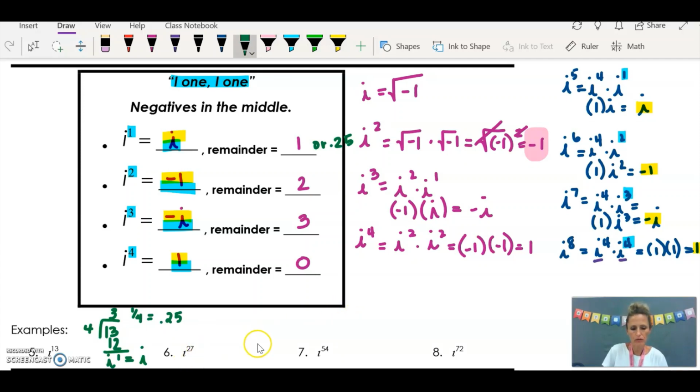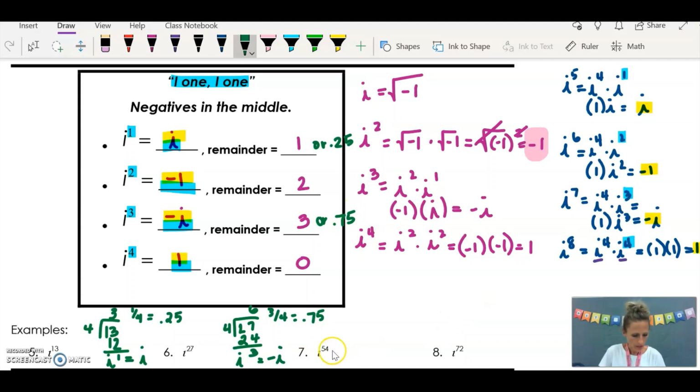So let's look at the next one, 27. We want to know how many groups of 4 and then what's left over. 27 divided by 4. 4 goes into 27 6 times. 6 times 4 is 24 with a remainder of 3. So you've got a remainder of 3, or basically i to the 3rd, and i to the 3rd is -i. If you were doing this with your calculator, you would have 3/4 left over. The decimal you would see would be 0.75.